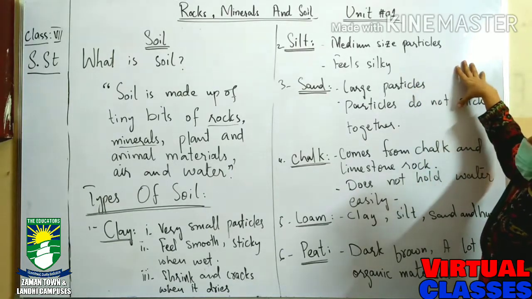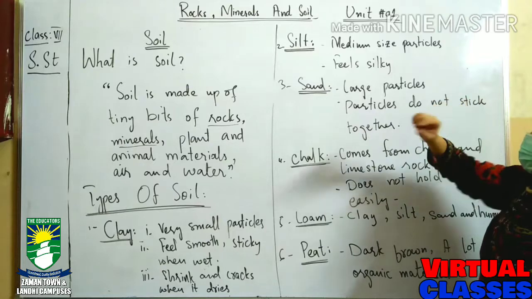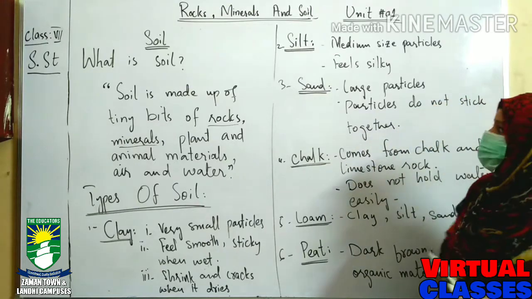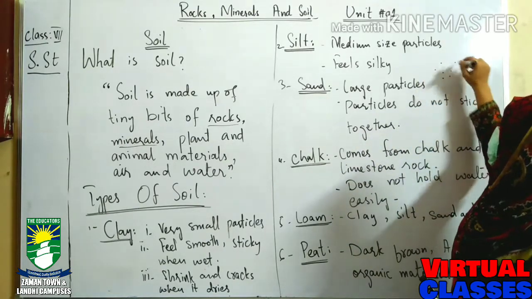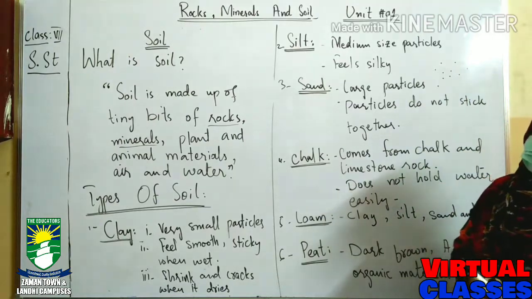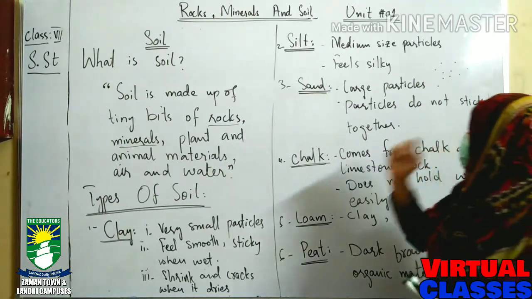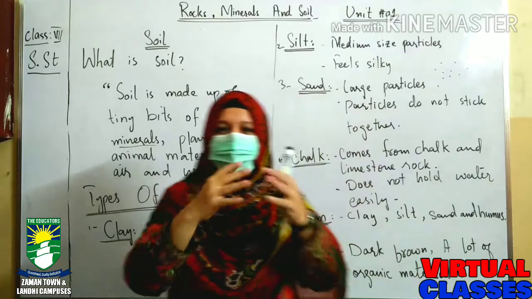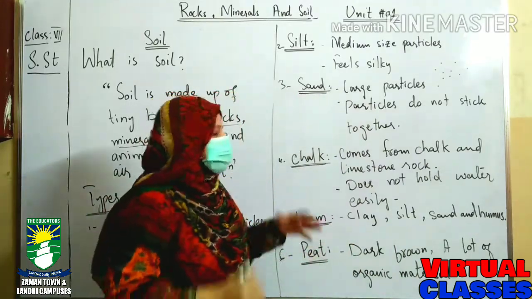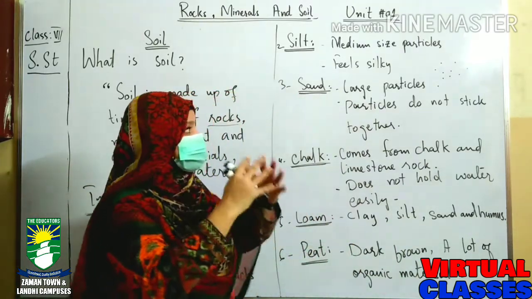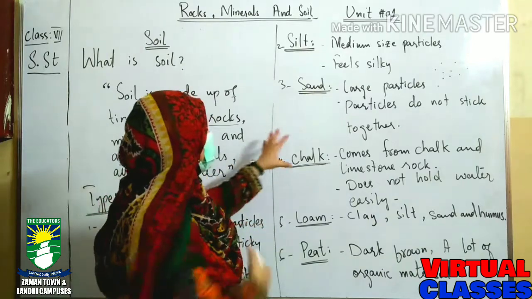Number 3, sand. Sand has large particles. The particles do not stick together. They do not combine with each other. So they have spaces in them and they do not hold water for a long time.